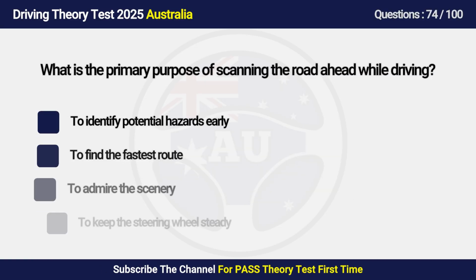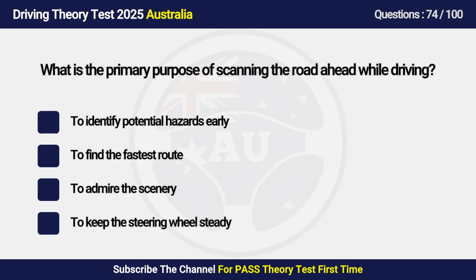Question 74. What is the primary purpose of scanning the road ahead while driving? A. To identify potential hazards early. B. To find the fastest route. C. To admire the scenery. D. To keep the steering wheel steady.